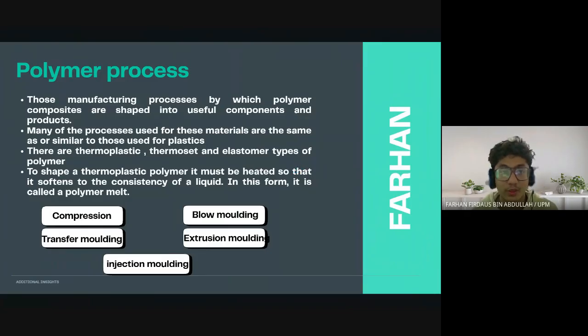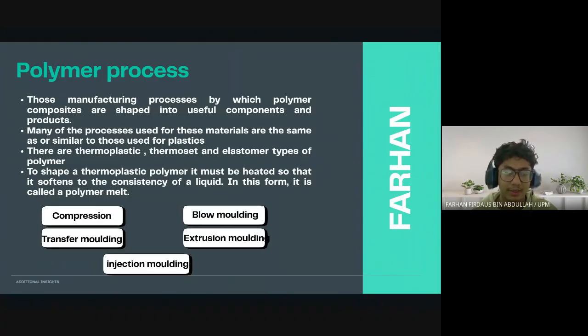Polymer process is those manufacturing process by which polymer composites are shaped into useful components and products. Many of the processes used for this material are the same or similar to those used for plastic, and they are thermoplastic, thermoset, and elastomer type of polymer. So a different type of polymer requires a different process to make it into a product. As an example, to shape a thermoplastic polymer, it must be heated so that it softens to the consistency of a liquid. In this form, it is called a polymer melt.